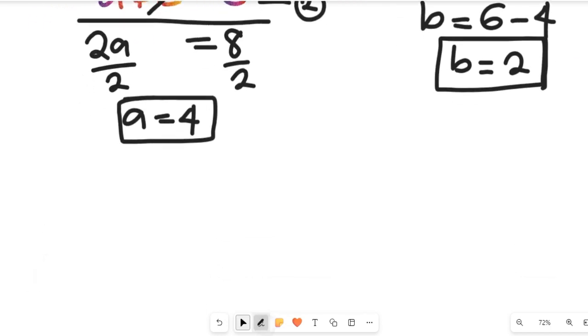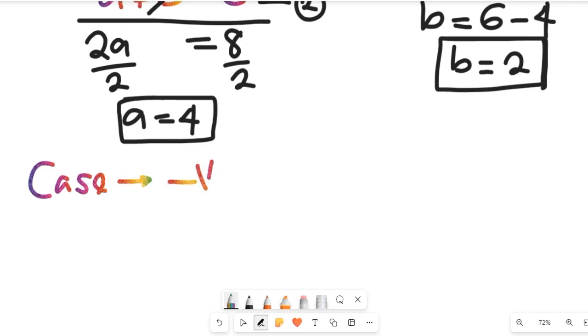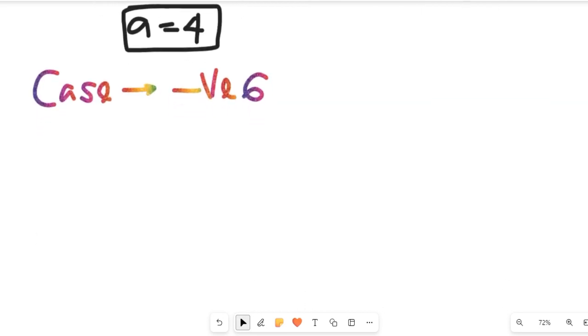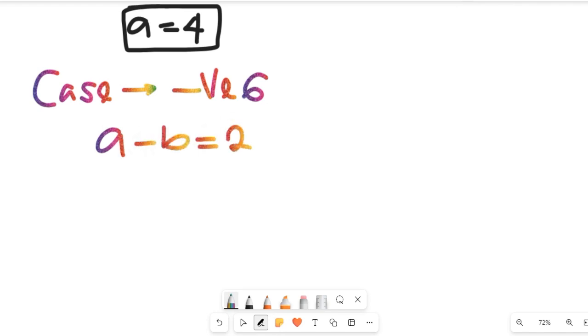Now in case 2, if we have negative 6, then the first equation we are given, that is equation 1, a minus b will be equal to 2. And then our next equation, a plus b, will be equal to minus 6.